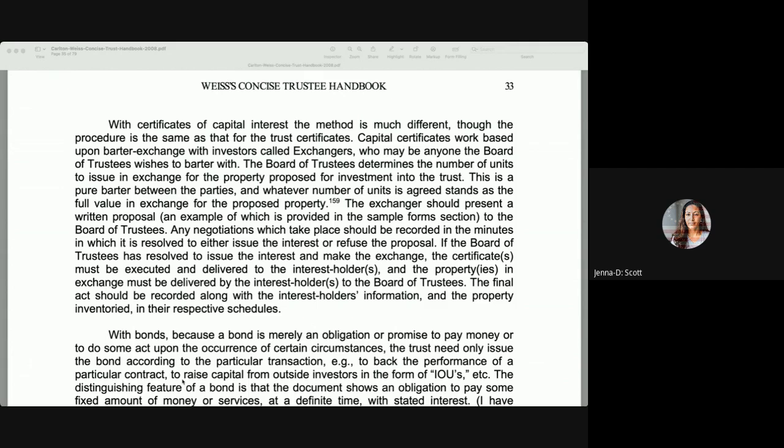Footnote 159. The exchanger should present a written proposal, an example of which is provided in the sample form section, to the Board of Trustees. Any negotiations which take place should be recorded in the minutes in which it is resolved to either issue the interest or refuse the proposal. If the Board of Trustees has resolved to issue the interest and make the exchange, their certificates must be executed and delivered to the interest holders, and the properties in exchange must be delivered by the interest holders to the Board of Trustees. The final act should be recorded along with the interest holders' information and the property inventoried in their respective schedules.